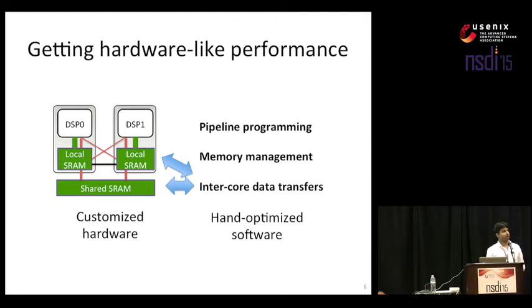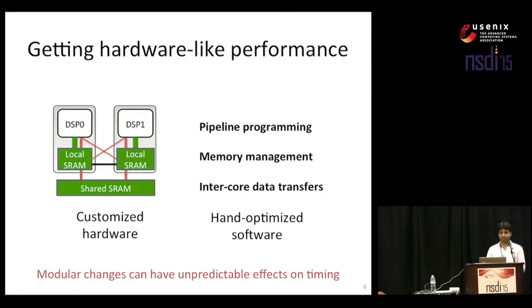But the flip side is that the burden on the software is now much more than what you would see in an architecture like a general purpose processor, right? So all of these low-level complexities, such as manually programming the pipeline or memory management and data transfers, are now pushed into the software. And the effect is that you end up with a software system that is very tied to specifics of the hardware, right? So you have compromised the modularity in the process of achieving this hardware-like performance.